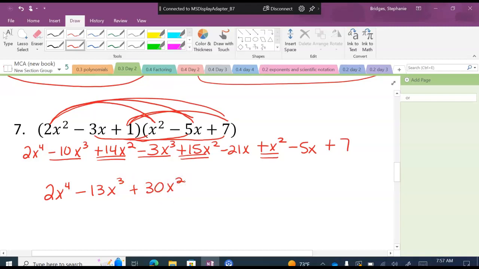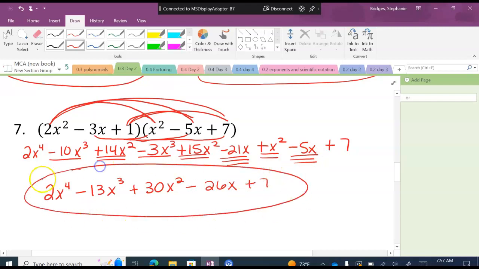Okay. Then I have single x's. I got a negative 21x. I got a negative 5x to give me a negative 26x. And then that 7 is all by itself, so we just bring it down. And our final result is 2x to the 4th minus 13x to the third plus 30x squared minus 26x plus 7.